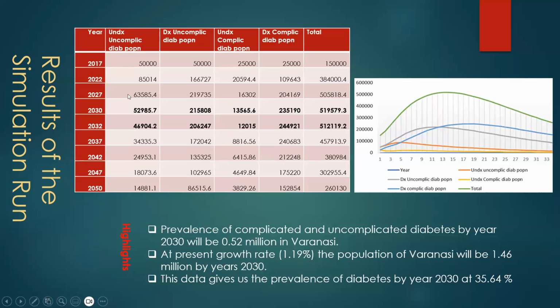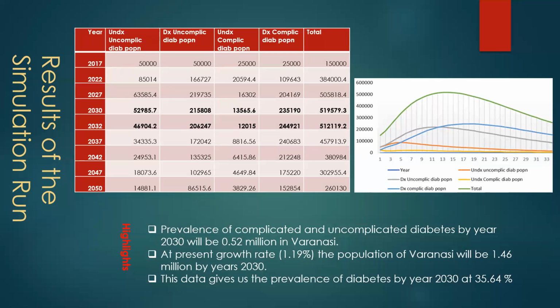The result of this run was that undiagnosed uncomplicated diabetes was increasing, and then decreasing, following a bell-shaped curve. Undiagnosed complicated diabetes was also increasing and decreasing. It highlights that the prevalence of complicated and uncomplicated diabetes will be 0.52 million in the city we were discussing, and at the present growth rate of 1.19, the population of Varanasi will be 1.46 million by 2030. This data gives us the prevalence of diabetes by 2030 as a staggering 35.64%. It was actually beyond the assumption, the wild guesses of the doctors, who were saying it should be around 30% by 2030. Now it was around 35.64.